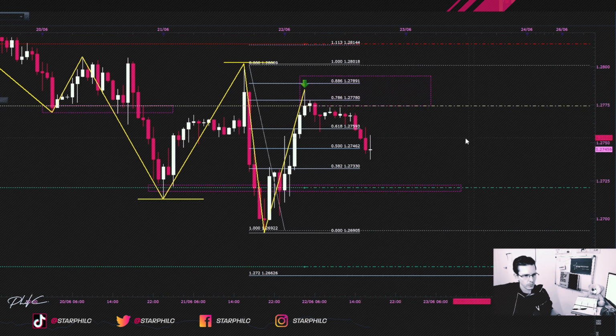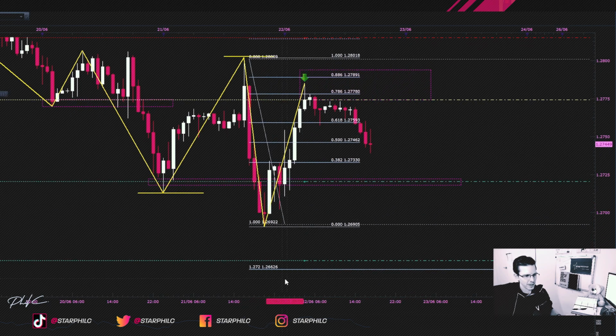And then what am I trying to say? And then follow-on targets are a Fibonacci extension down at the 127 from this high.